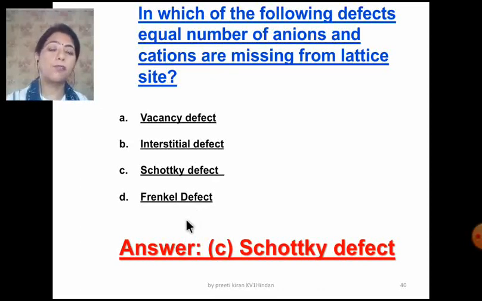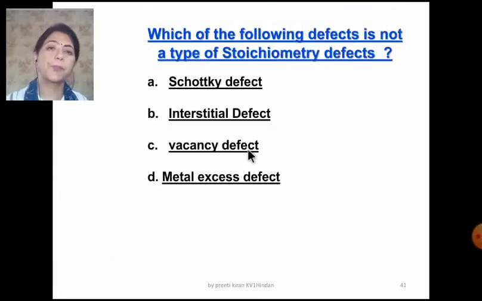Dear children, here you have to keep in mind, a few of you must be thinking that it is a vacancy defect. But let me tell you why it is an incorrect answer. Because the terms vacancy defect and interstitial defect were given for the non-ionic solids. But they have mentioned here the anions and the cations. That means they are indirectly indicating that it is an ionic solid. So you cannot use these two terms here. And when they are talking about the missing, then it is a Schottky defect. I hope I am clear to you here.